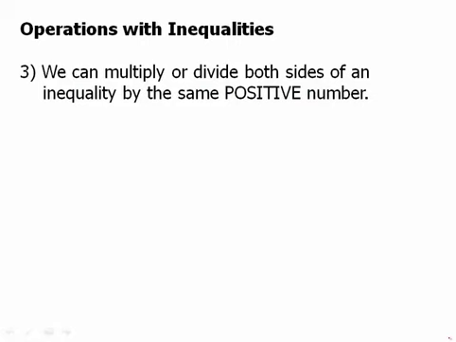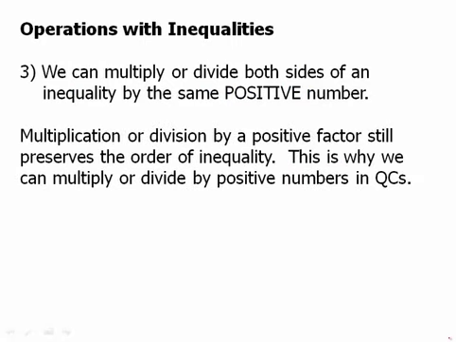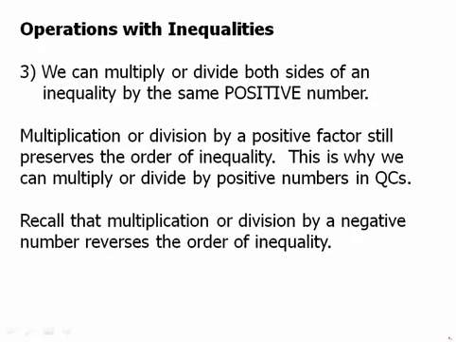We can multiply or divide both sides of an inequality by the same positive number. Multiplication or division by a positive factor still preserves the order of inequalities. This is why we can multiply or divide by positive numbers in quantitative comparisons. Recall that multiplication or division by a negative number reverses the order of inequality.